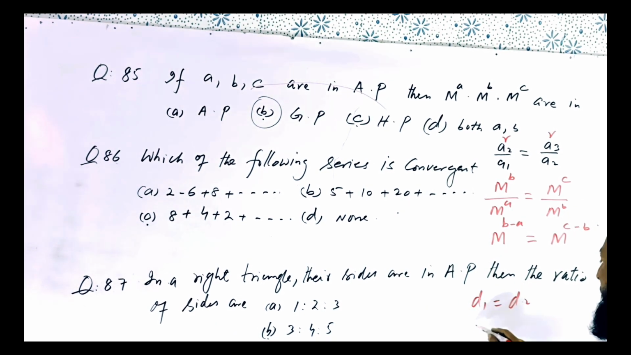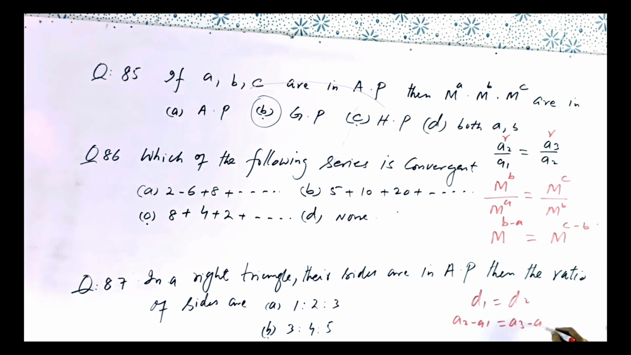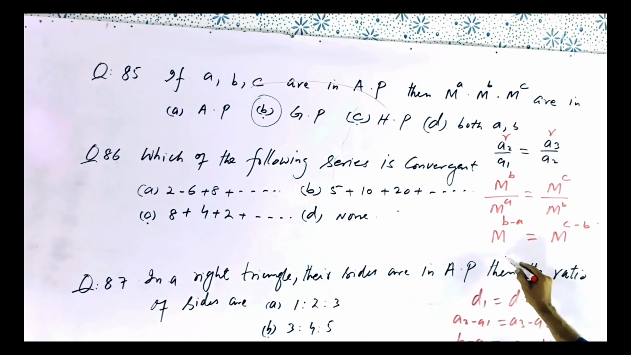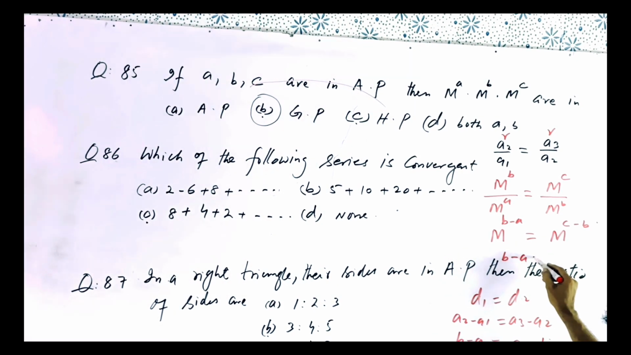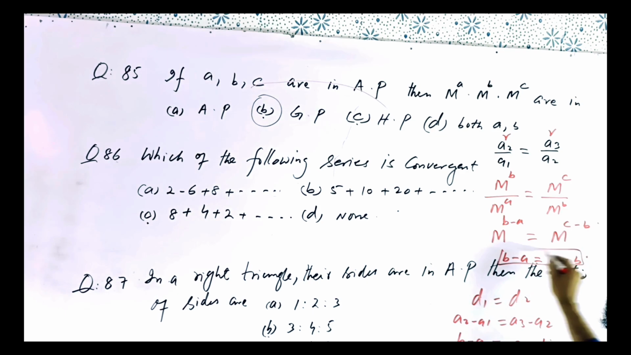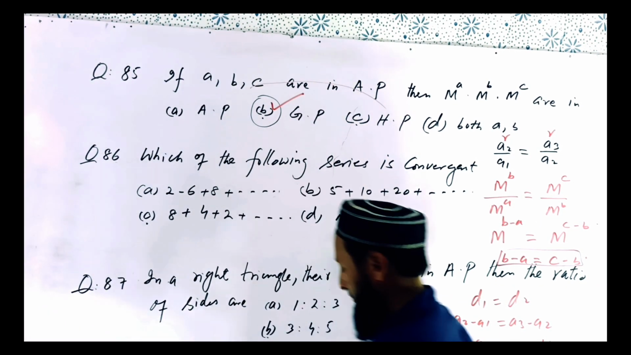So here, second value minus first value, and third value minus second value. Here b minus a is equal to c minus b. So look here, the bases are the same, so we take the power a is equal to c minus b. So that will be called a geometric progression.